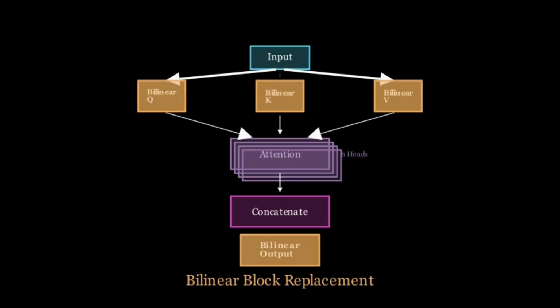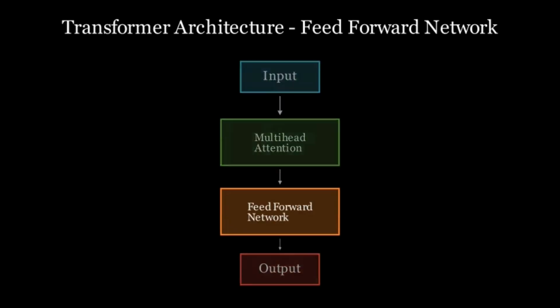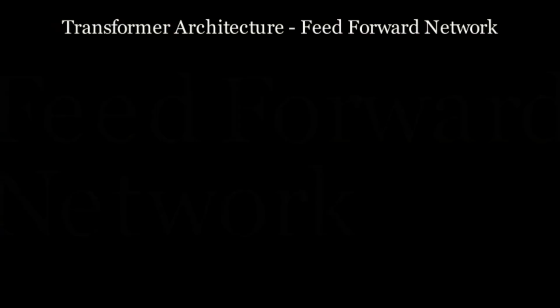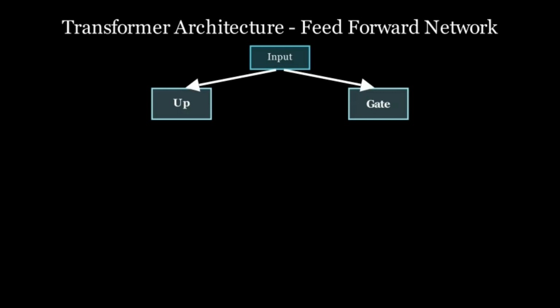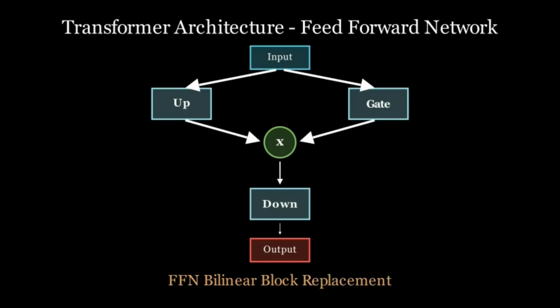We replace the query, key, value and output block with a bitlinear block. Now we go back to the transformer architecture and expand the feed forward network part. Feed forward has 3 blocks. The same input goes to an up block and gate block, and then the outputs of the up block and gate block are combined, and then they pass through the down block. We replace all these 3 blocks with bitlinear operation.